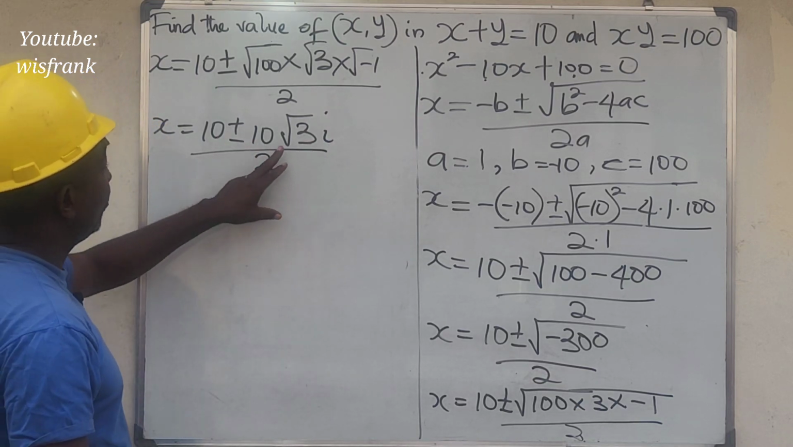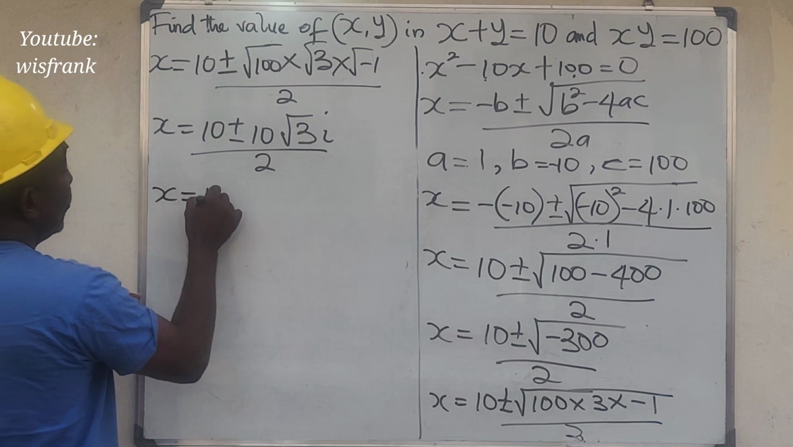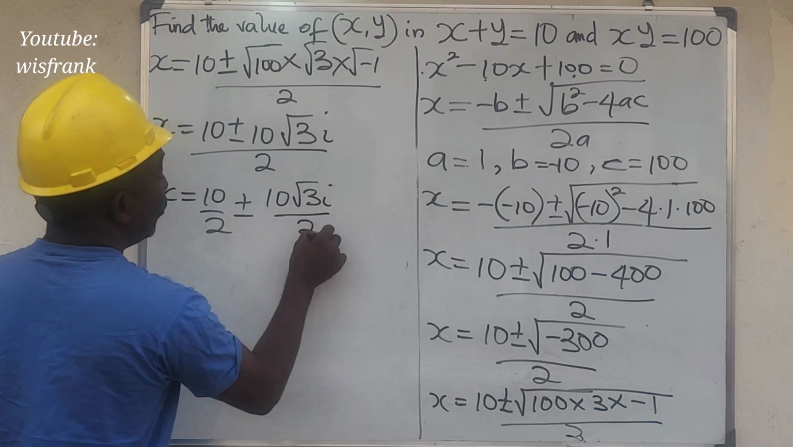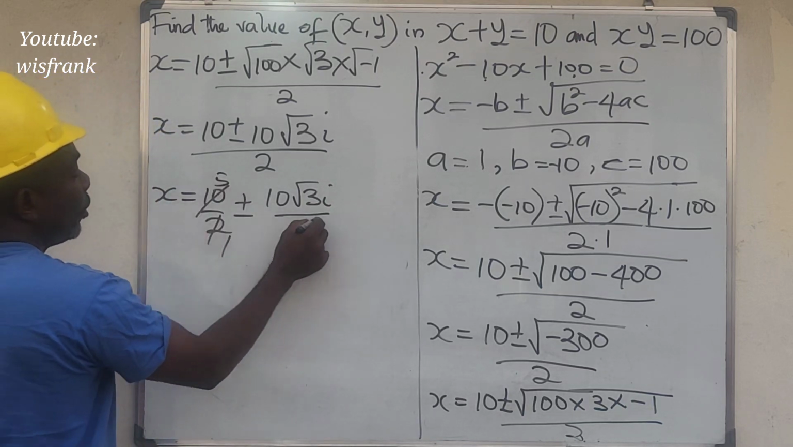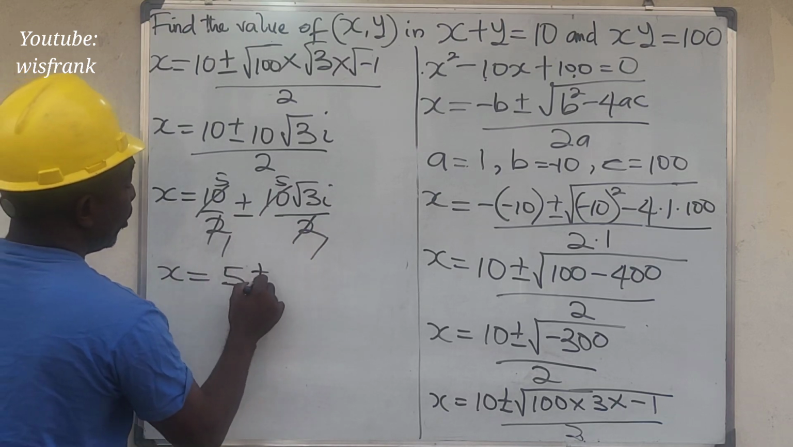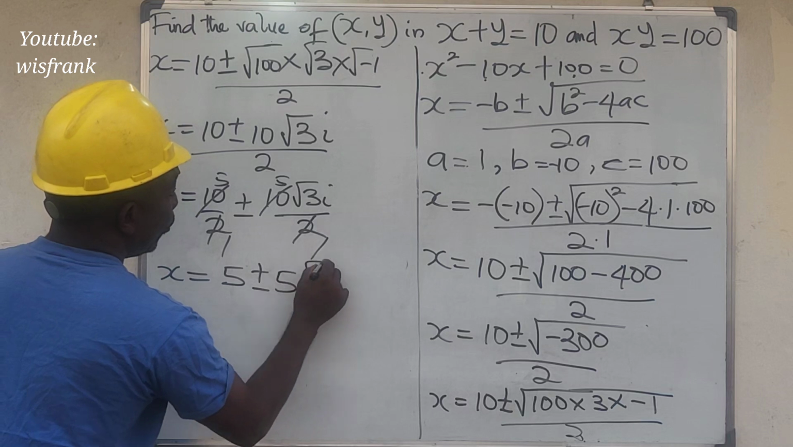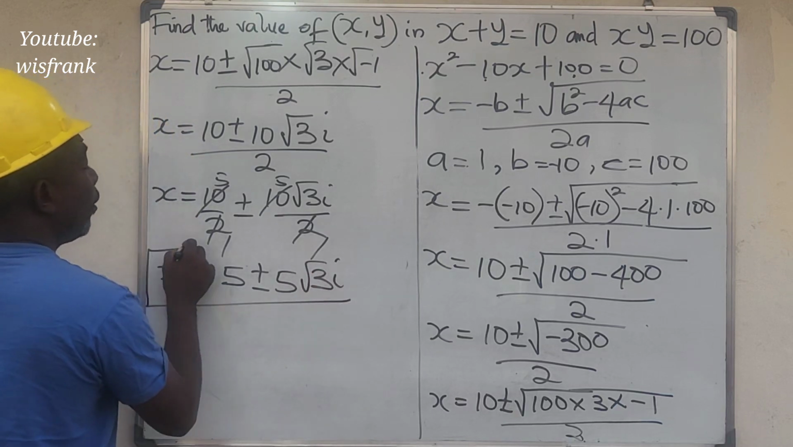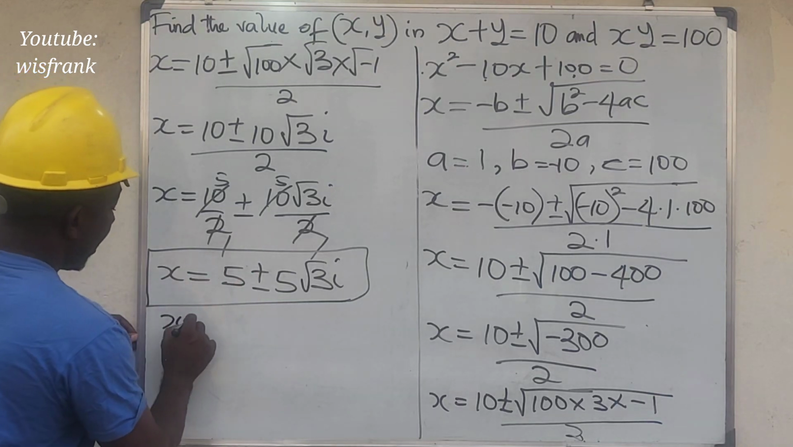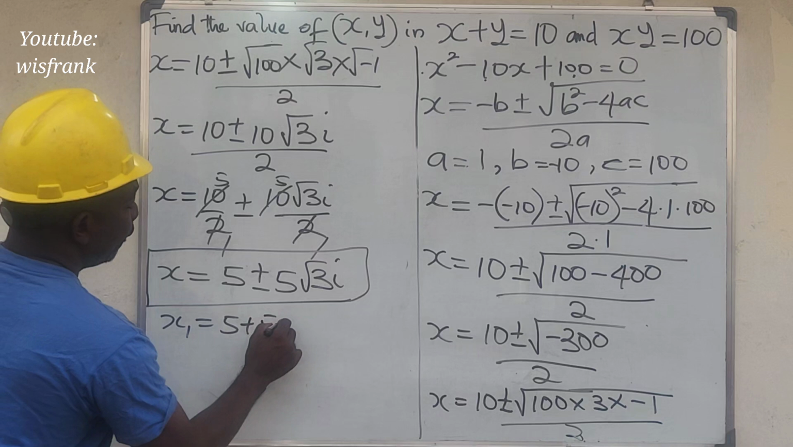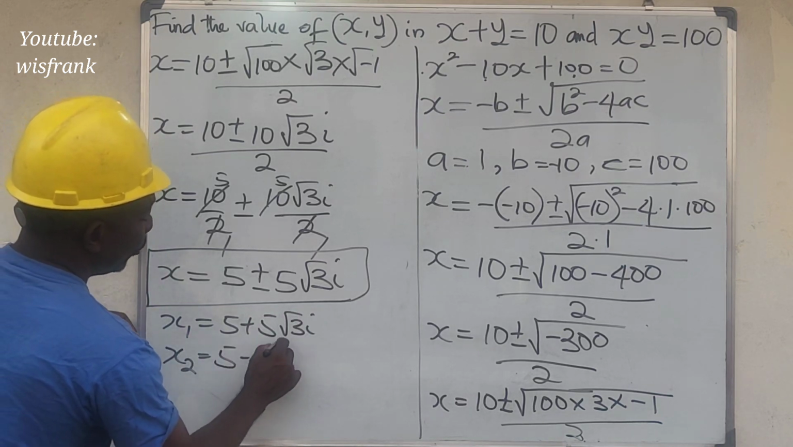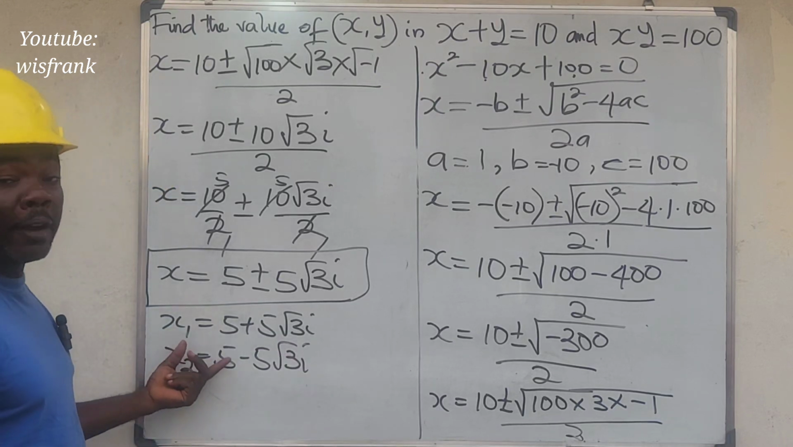In this case, we can separate this. This can become x equals 10 all over 2 plus or minus 10 root 3 i all over 2. 2 cancels here and 2 cancels here, 5. 2 cancels here and 2 cancels here, 5. Our value of x will be equal to 5 plus or minus 5 root 3i. So this is the value of x that we have. And we have two solutions of x here, which is x1 as 5 plus 5 root 3i, and our x2 as 5 minus 5 root 3i. So we have the value of x here.